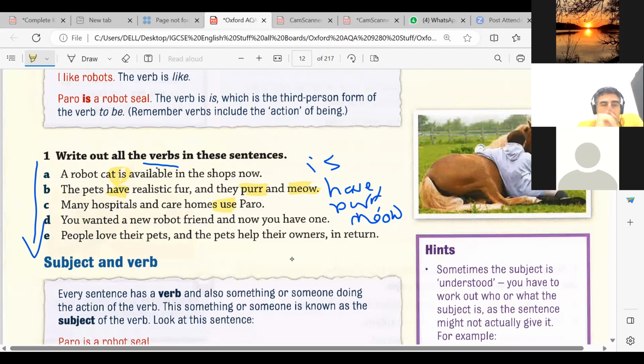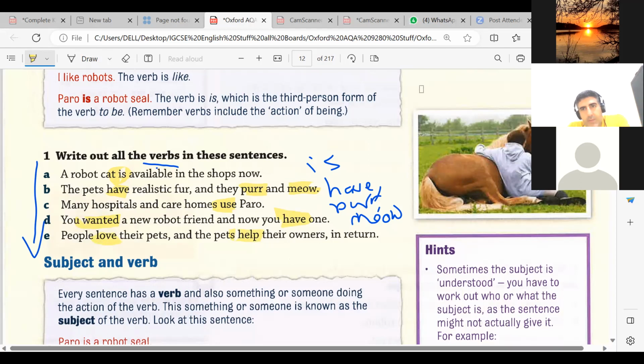Please, what about the remaining statements? What are the verbs? Please consider statements D and E. What are the verbs? In D: wanted, have, and have. Two verbs. What about E? Love, help. Okay, thank you. You are right.